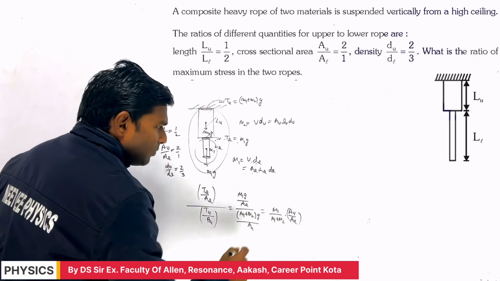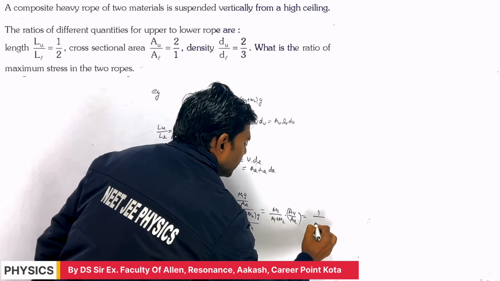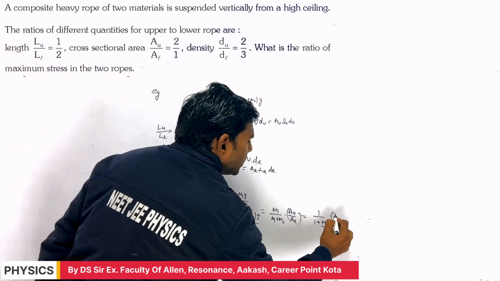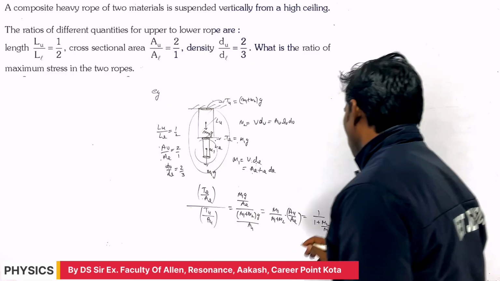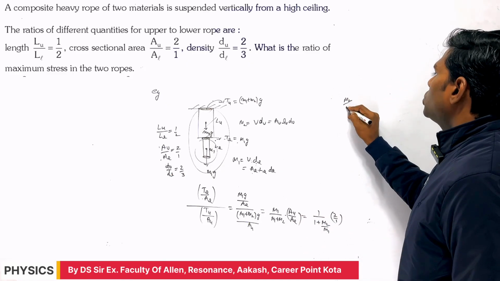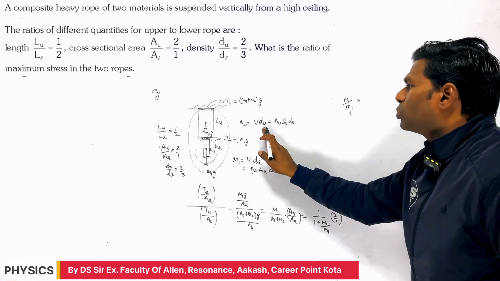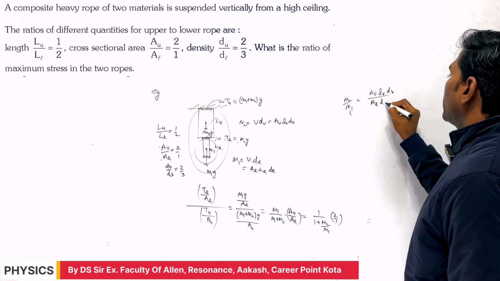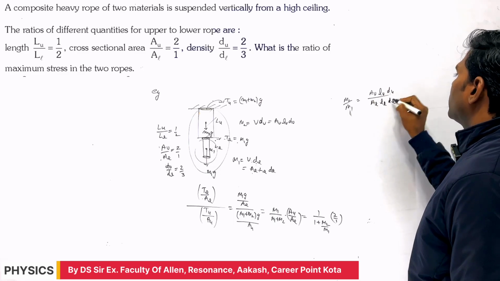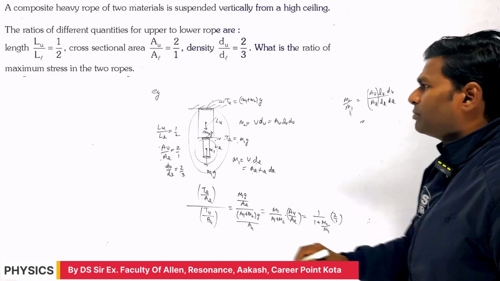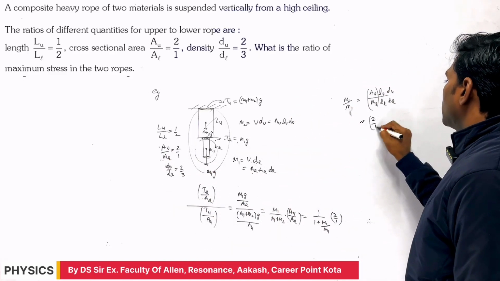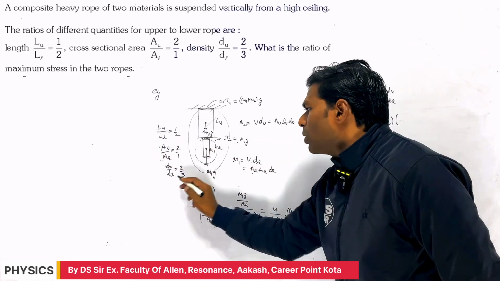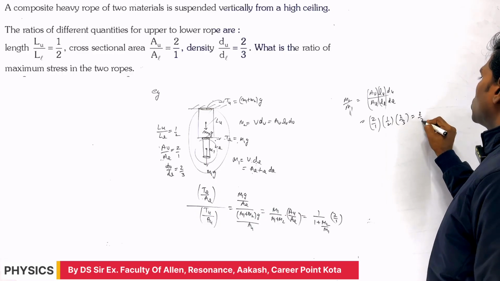Wait for 1 minute. You may write in this way: 1 plus M2 upon M1, and AU upon AL, it is 2:1. Are you getting or not? Now, M2 upon M1, ratio you can find. What is M2? AU, LU, DU upon AL, LL, and DL. So what is the AU upon AL? It is 2:1. What is LU upon LL? 1:2. What is DU upon DL? It is 2:3. So this is 2/3.